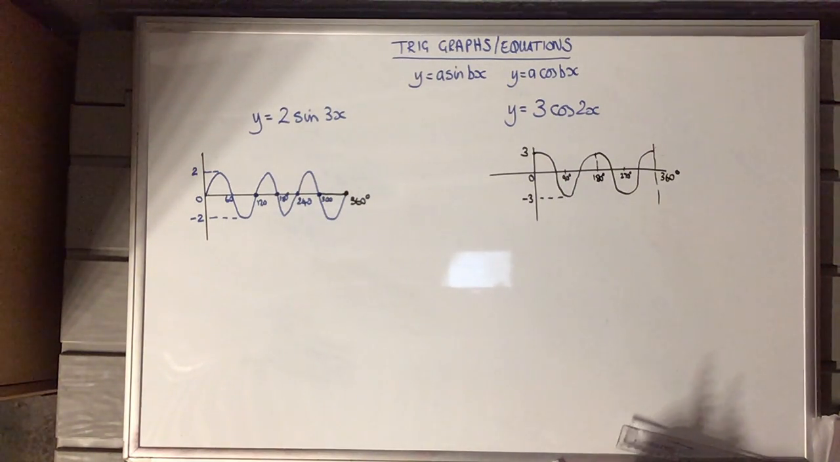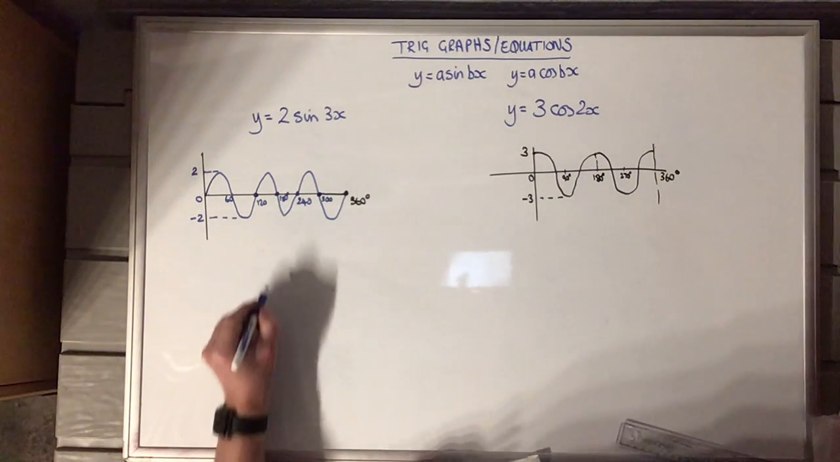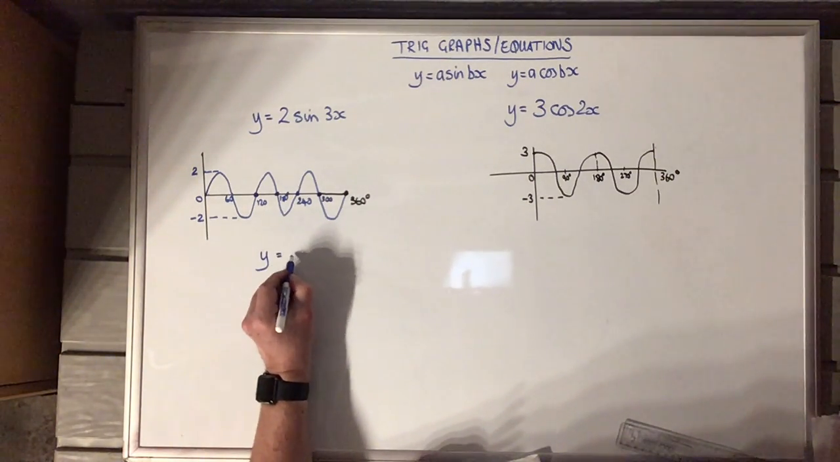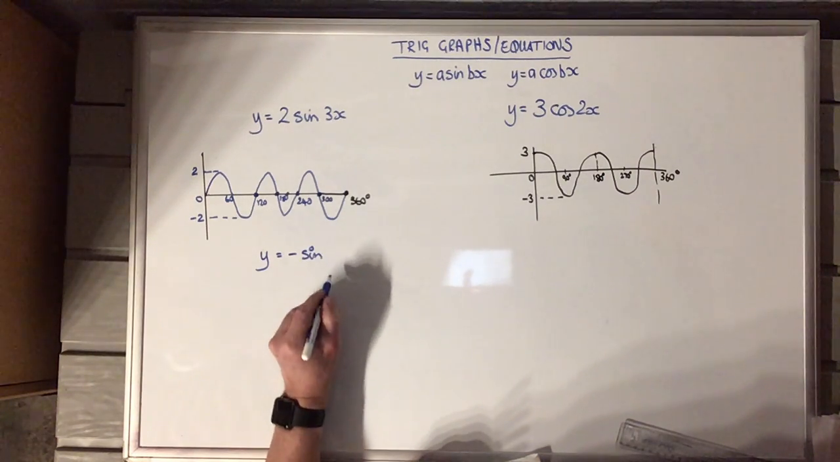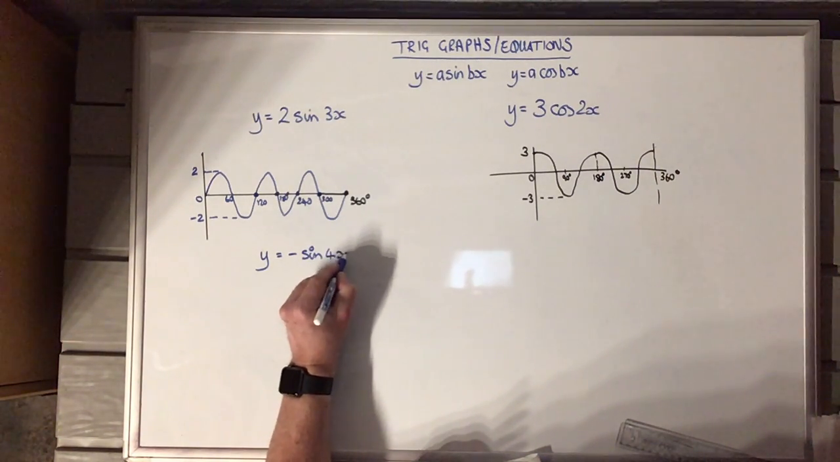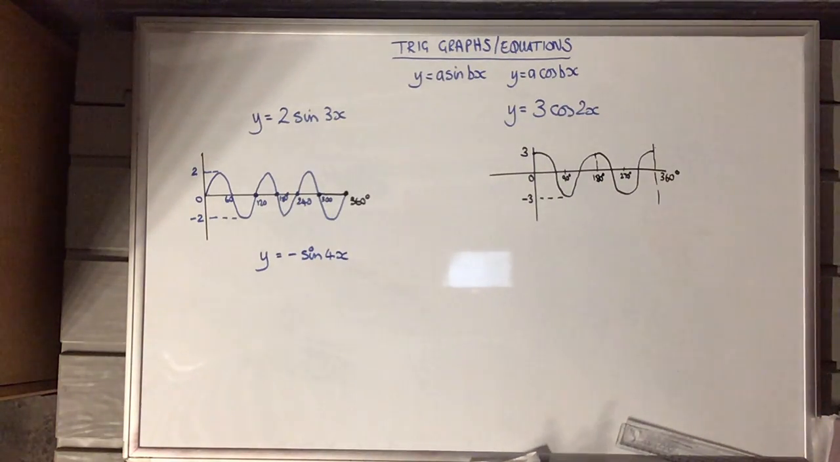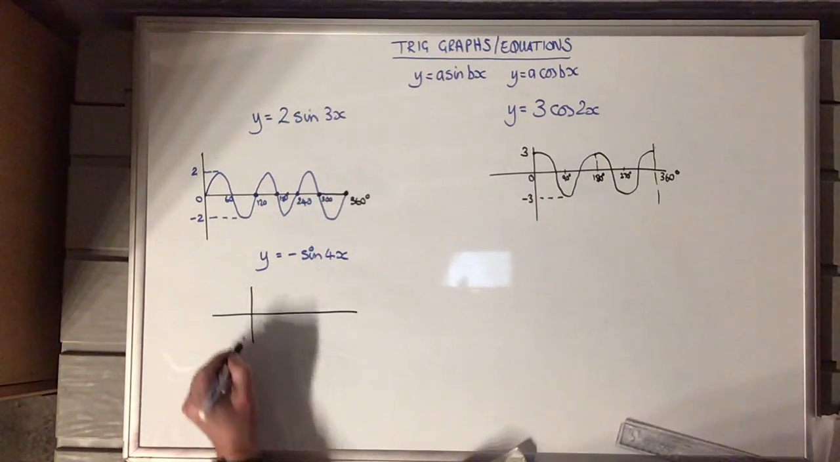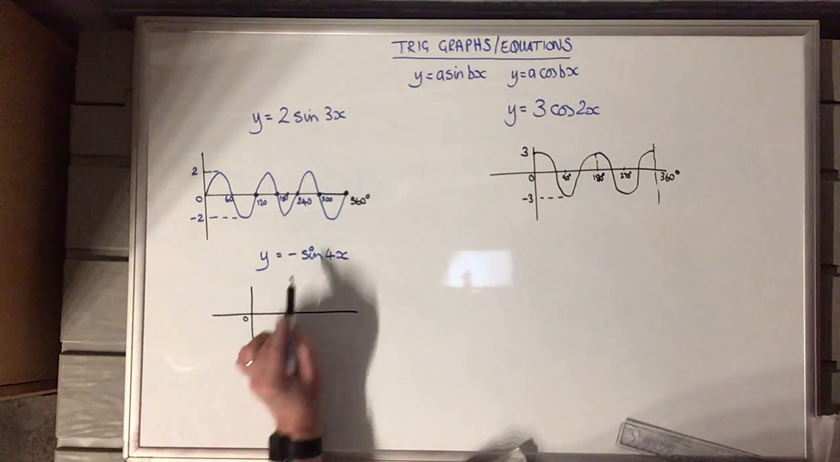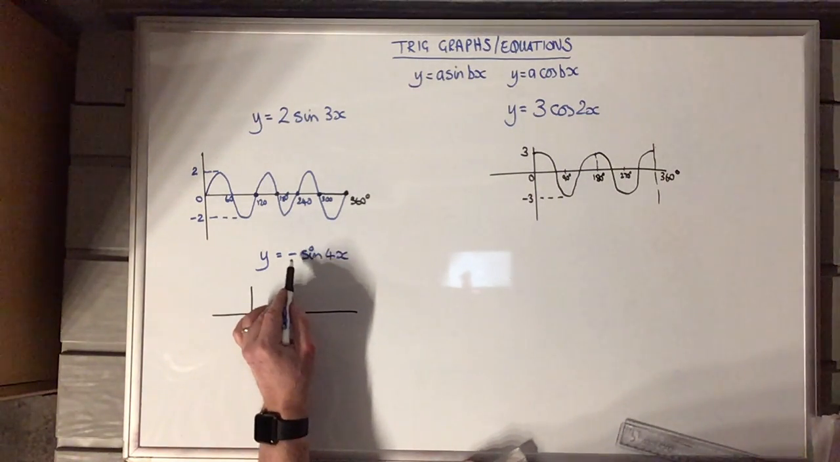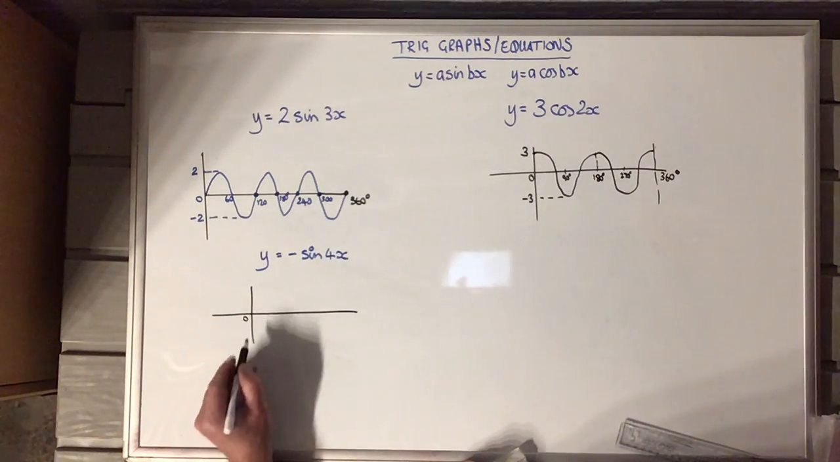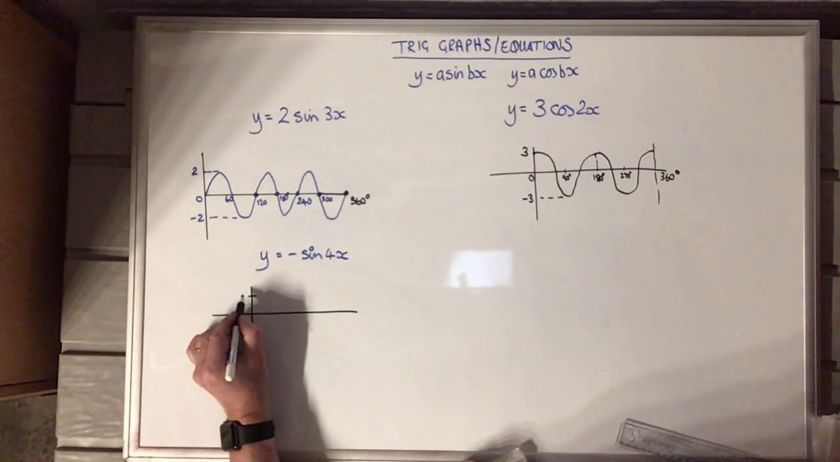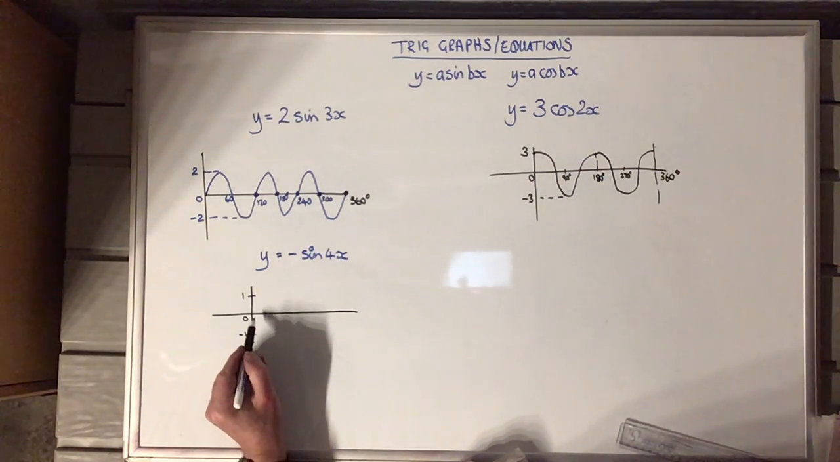Right, let's try one now where it's flipped. So you'd be a wee bit unlucky to get this in the exam, but let's go for minus sine 4x. Minus sine 4x. So I'm asked to sketch it. So here's the axis. There's 0. Now the minus tells me it's been flipped, but the amplitude is still 1, so it's minus 1 sine 4x. So minus 1 here, 1 up here, and we need 4 cycles, so this is going to be quite tight, so let's try and get that right.